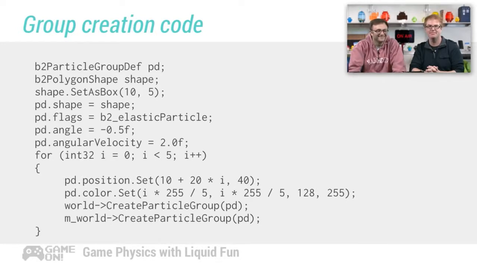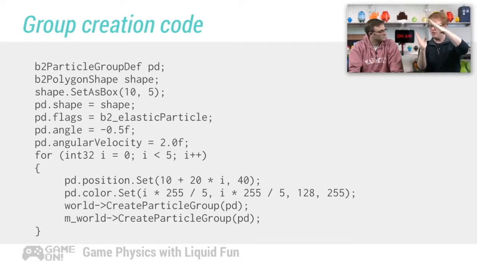Right. So you can see here we have the particle group definition and a shape. The shape is just a box. And then on the particle group definition, we're saying, look at this shape. We're setting some flags on it, its initial angle, its initial angular velocity, and that's the angle of the entire shape that we're setting. And then we're instancing 5 groups of these all at once.